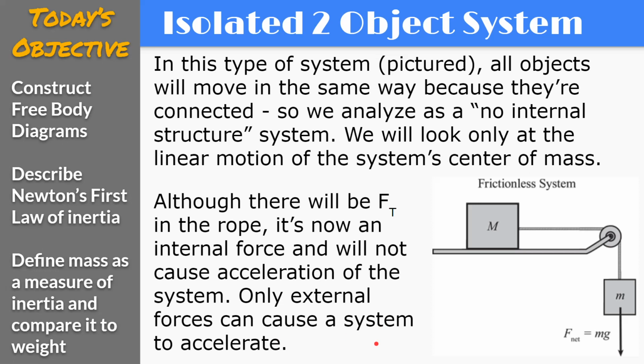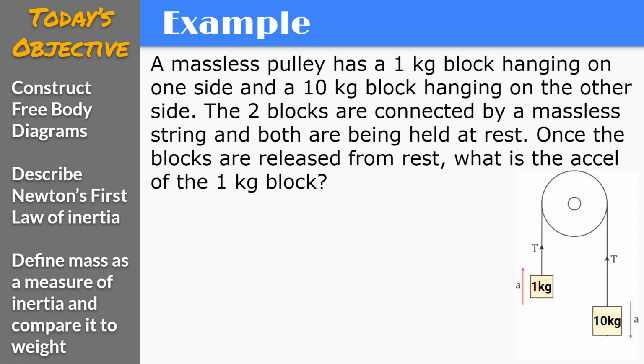Okay, so we're going to do an example with an isolated two-object system. This one, if you want to copy it down to have one in your notes, might be a good idea. It says a massless pulley has a 1 kilogram block hanging on one side and a 10 kilogram block hanging on the other side. The two blocks are connected by a massless string and both are being held at rest. Once the blocks are released from rest, what is the acceleration of the 1 kilogram block? So they're holding them, they let go. Obviously this one's 10 kilograms, this one's only 1.